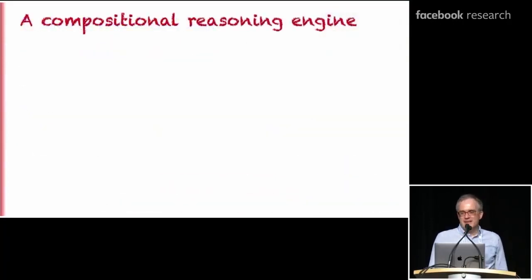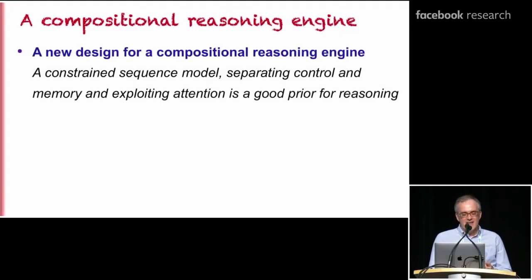Okay, so I hope that I've shown you this idea that maybe there are interesting things we could do to push neural networks to do higher level inference and reasoning, to get back to what artificial intelligence was meant to be about, where we would have thinking going on in our neural network architectures. I've proposed a particular design for doing that, which is a form of constrained sequence model separating control and memory, and particularly exploiting attention as a good model for reasoning.